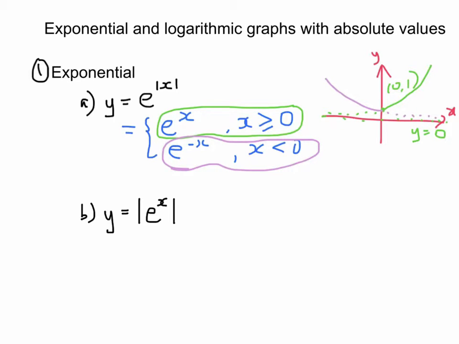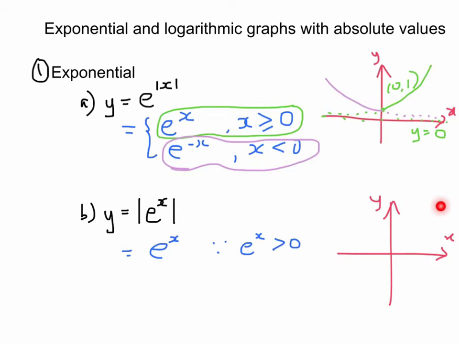Now the second scenario, y is the absolute value of e to the x, is actually a lot easier than you expect, because e to the x is positive for all x values. So this graph is actually the same as this graph here. So if I was to draw the basic graph on the right here, y and x, then your basic e to the x graph is shaped like this, and because it's always positive in the first place, then your final e to the x graph with the absolute value is actually the same.